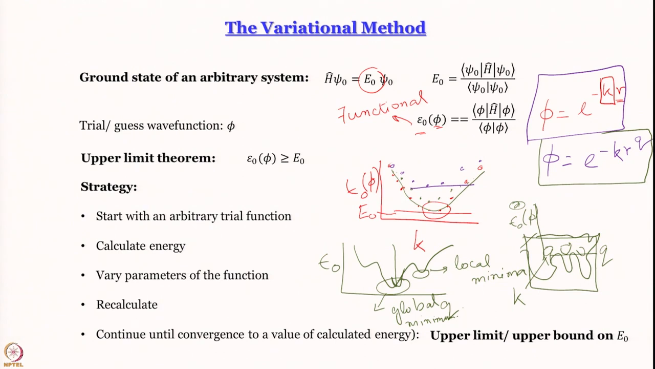So that is what we will do next. We stop here now. In the next module, we will continue from here and talk about a specific example, that is the hydrogen atom, and then we are going to derive this upper bound theorem.